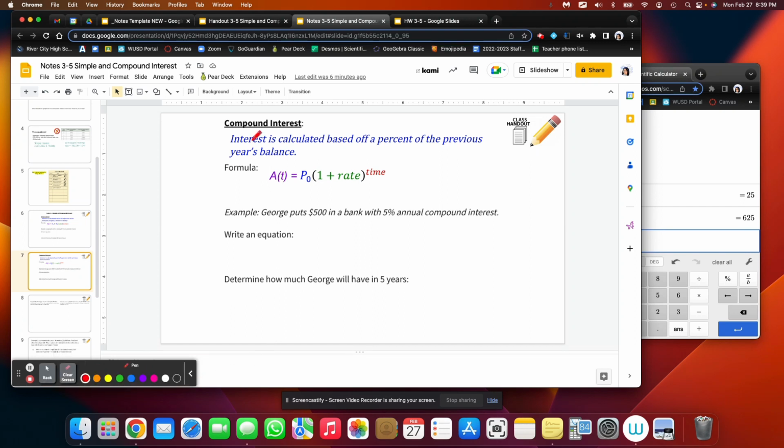All right, so now let's take a look at what compound interest is. So compound interest is when interest is calculated based off a percent of the previous year's balance. So this is called compounding interest. So the formula for compound interest is A of t.